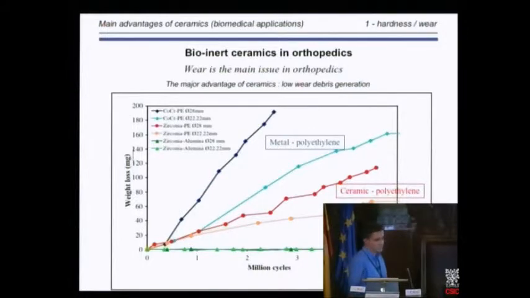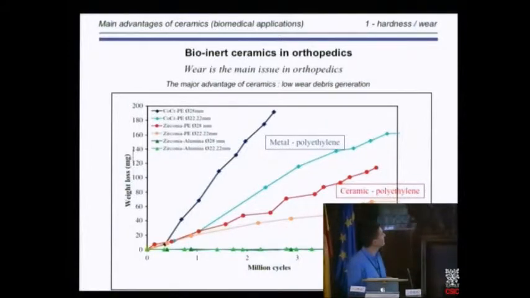For example, these are wear quantities in terms of weight loss of different coupling systems versus the number of cycles. We do approximately 1 million cycles per year, so every year you make 1 million cycles. It can be considered as a 5 year trial. Here is the metal against polyethylene coupling, with a high wear rate and a large weight loss of polyethylene, of course. These are for 28 millimeter heads, so quite large heads. For smaller sizes, you decrease the wear debris generation.